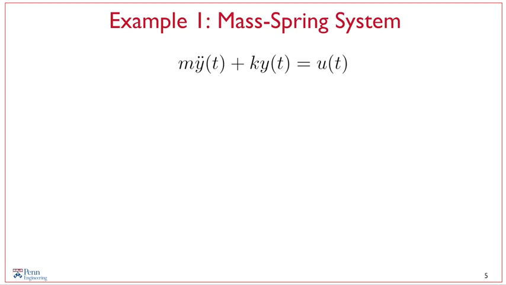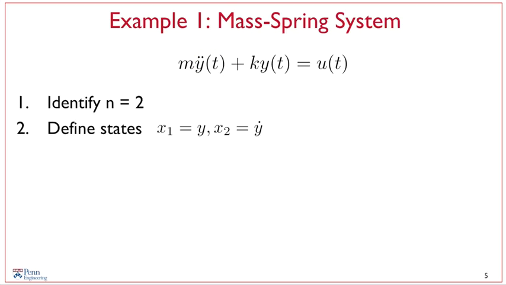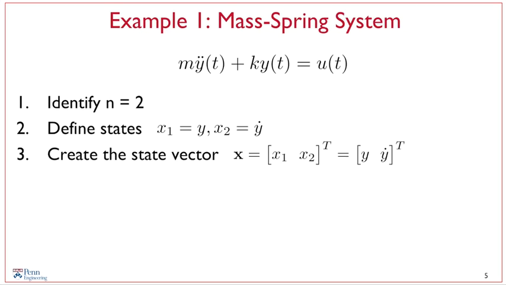Consider the mass spring system we previously examined, governed by the shown ordinary differential equation. The highest derivative that appears in this equation is the second derivative, making this a second-order system. We need to define the states x1 equals y and x2 equals y dot. Next, we create the state vector x. In this case, x contains only two components, y and y dot, which we have designated as x1 and x2.